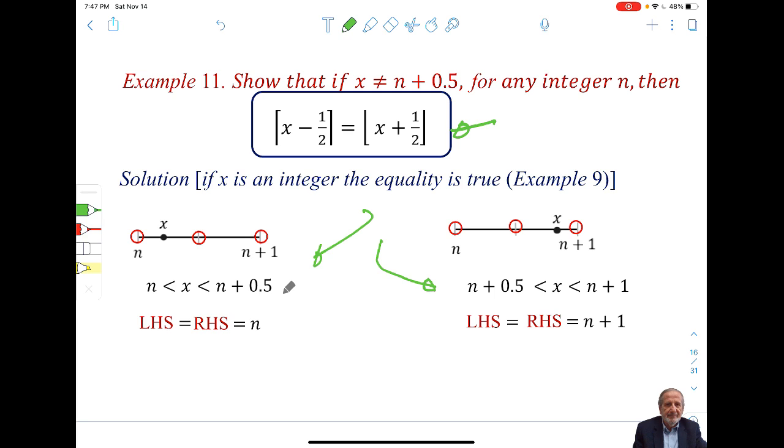And you can see now what is the left-hand side. This one here, x minus 1/2 ceiling function. When you take x minus 1/2, it takes you to here. The ceiling function is n. Look at the right-hand side, x plus 1/2. x plus 1/2 takes you to here. The floor function will be n, so in both cases it is n. And you can do the same thing for this situation, very straightforward.